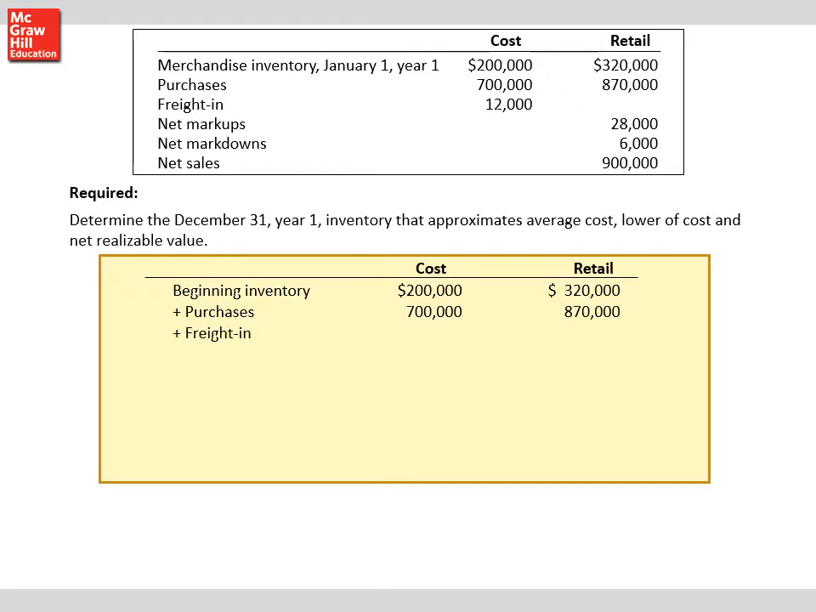Add freight in. Freight in is a cost of inventory. It has no retail value. Markups increase retail value where markdowns decrease retail value. But under this method, we stop right there.